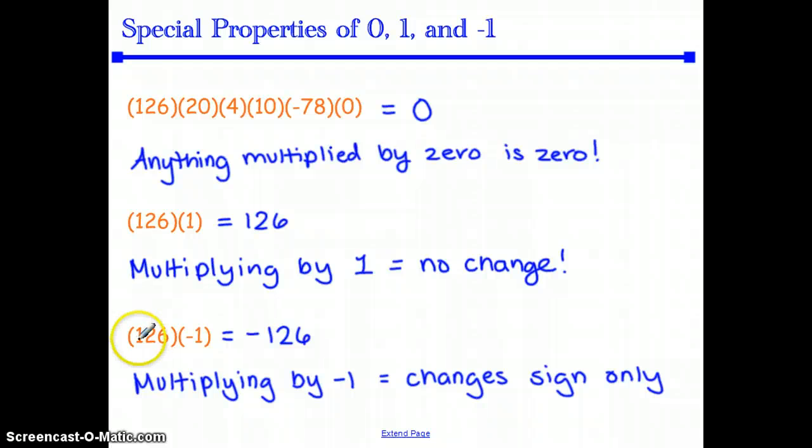Now that you know the rules for multiplying and dividing with positives and negatives and these special properties, you're ready to practice.